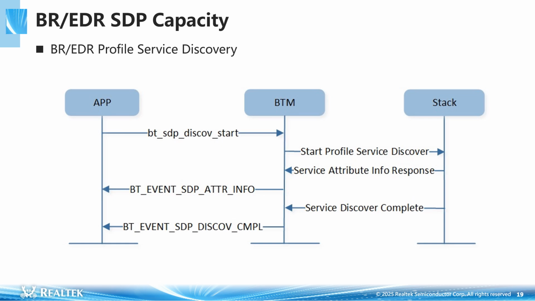As shown in the figure, the application can call BT SDP discover start API to start a profile service discovery procedure. The application will receive BT event SDP attr info event with profile service attributes information. After the discovery procedure is complete, the application will receive BT event SDP discover CMPL event.